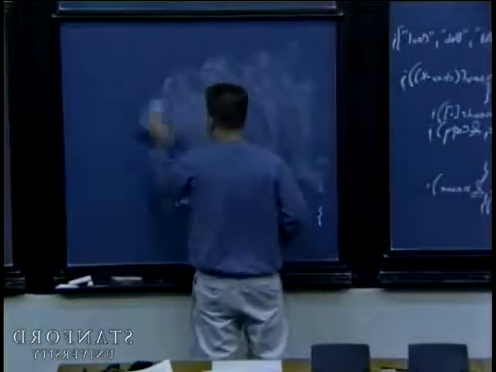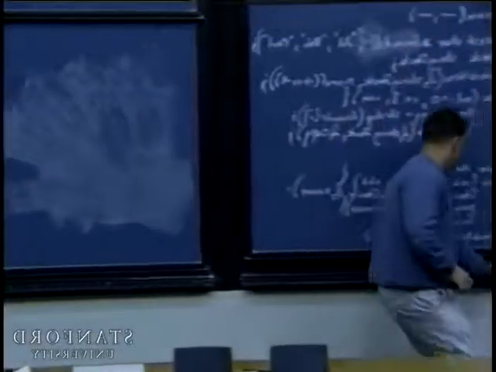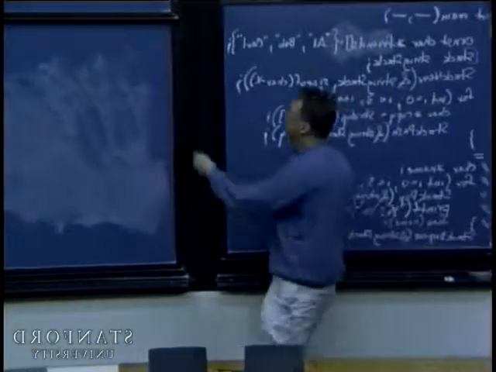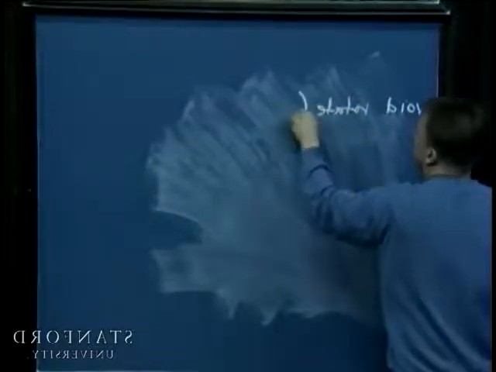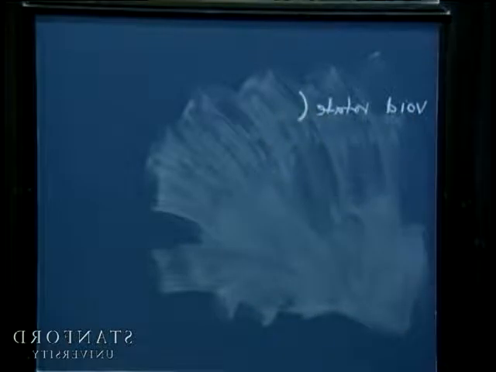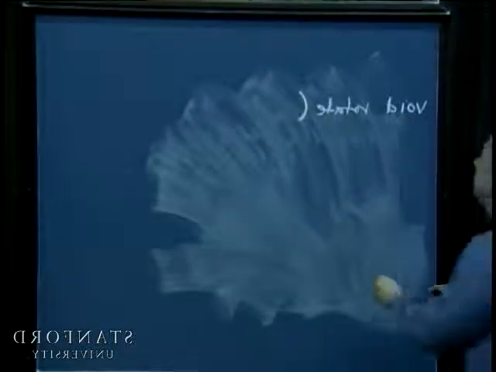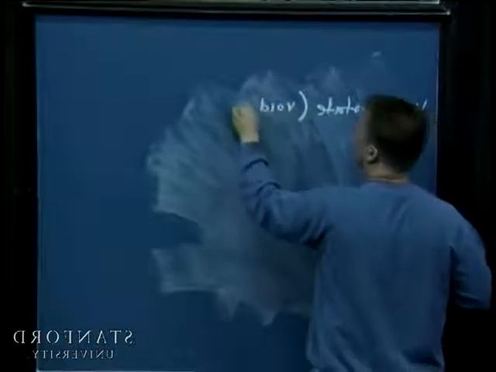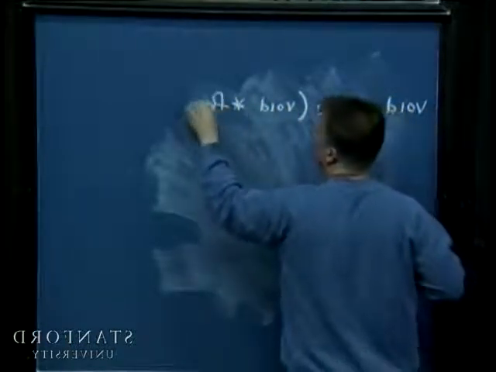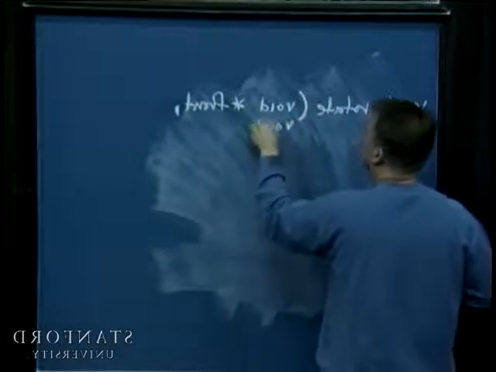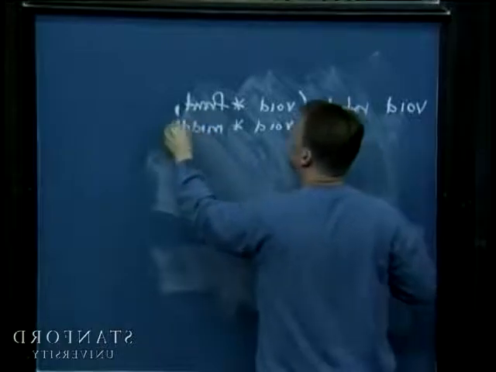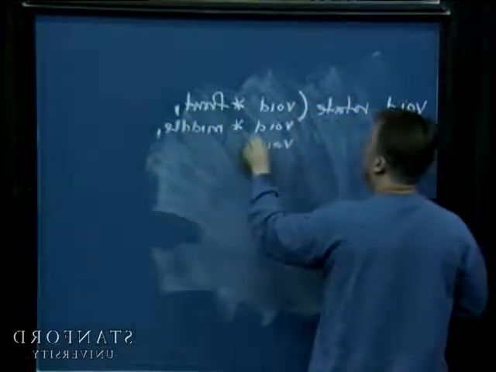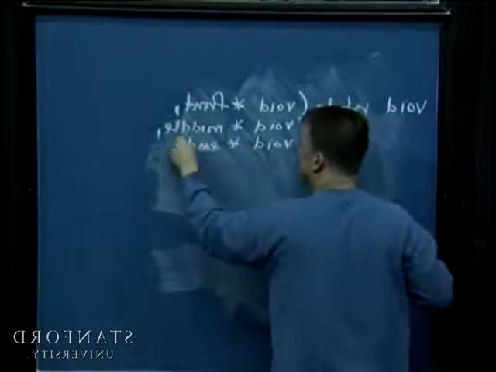I want to write a function that's very similar to swap. I want to write a function called rotate. This actually imitates a function that's provided as part of the STL library, but I'm going to write it in pure C. And I'm going to pass in three void stars. Void star, I'll call it front. Void star, I'll call it middle. And void star, I'll call it end.